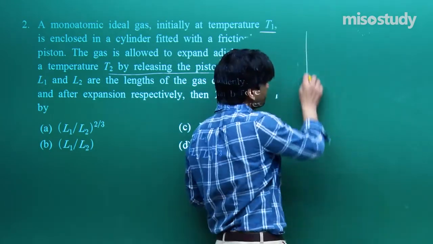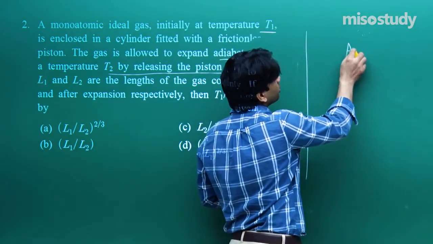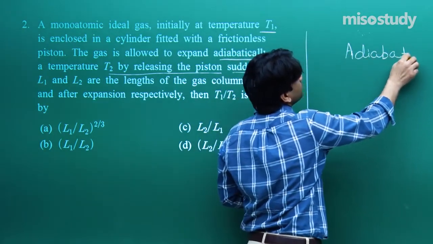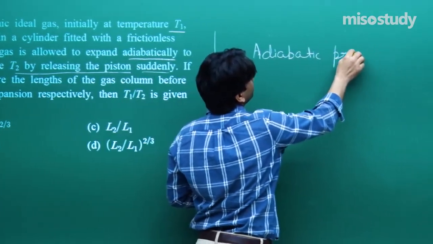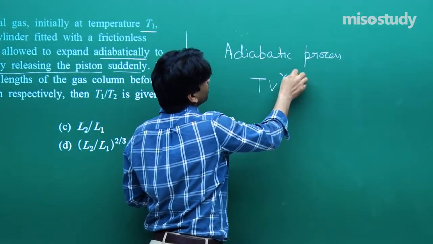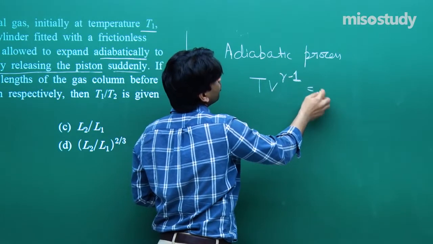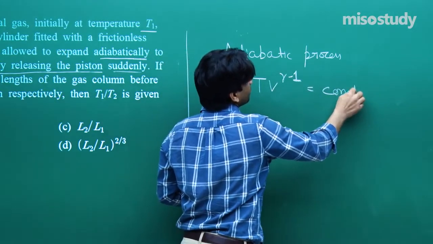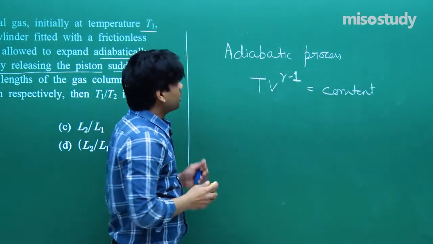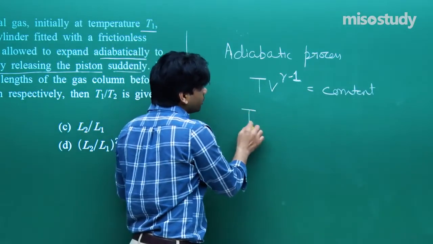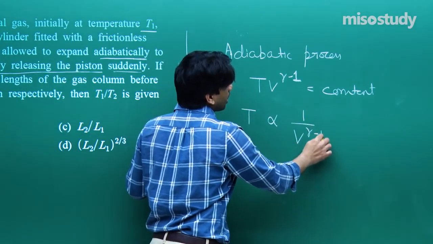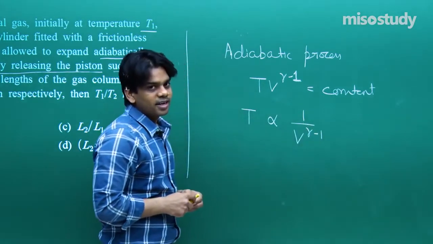So first of all, for an adiabatic process, we know that you can write TV power gamma minus 1 is equal to constant. This is what we can write. So we can write that temperature is inversely proportional to V power gamma minus 1. This is what we can write.